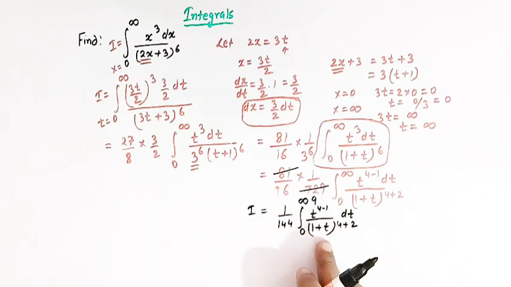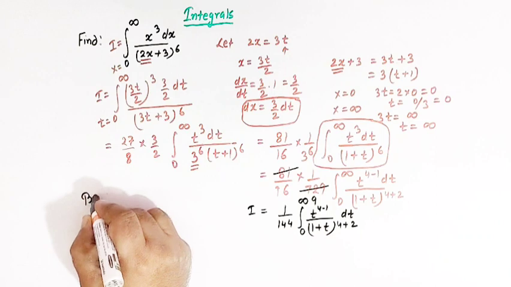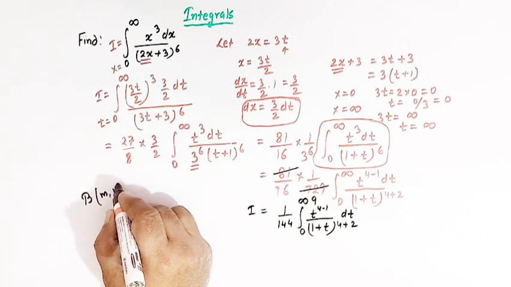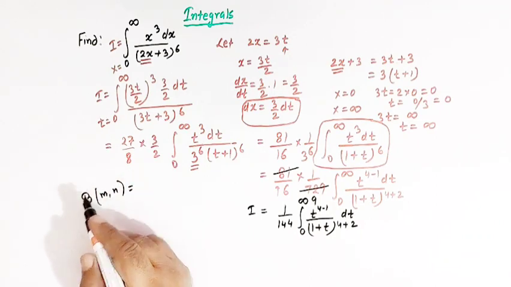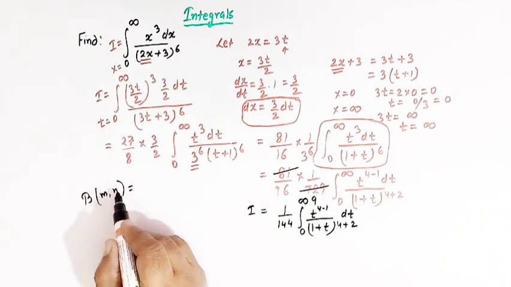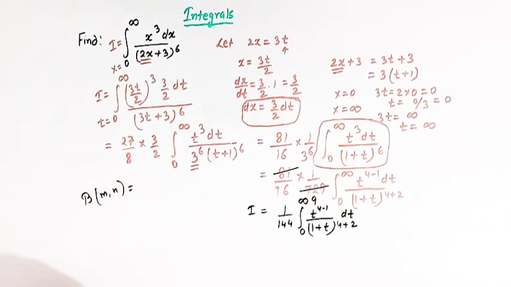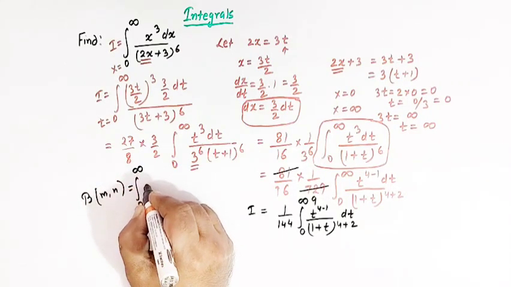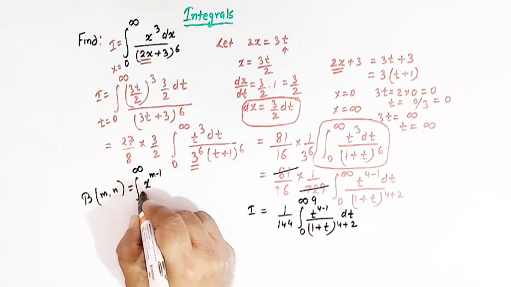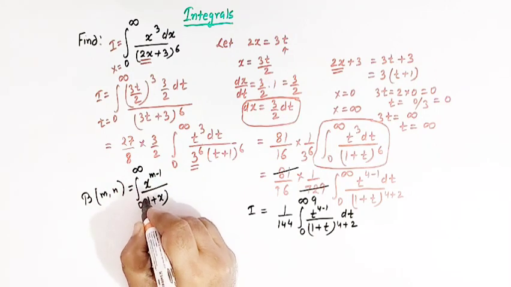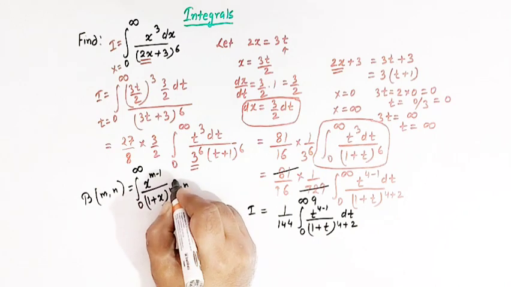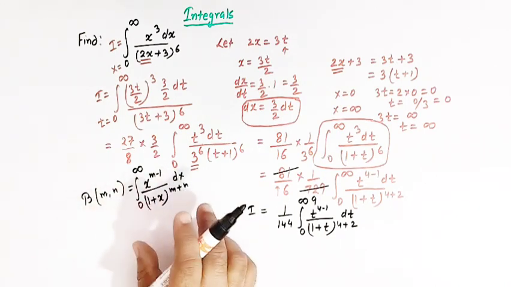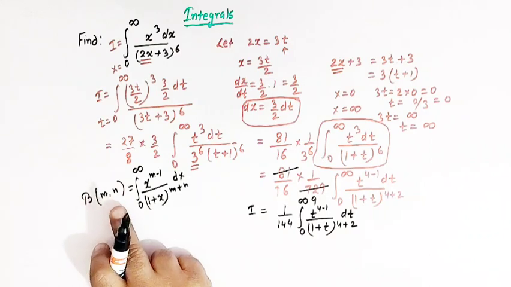Now here we have to use the definition of beta function. We have already discussed a lot about this function in our earlier videos. The beta function, that is beta of m, n, can also be defined by this integral, 0 to infinity x raised to m minus 1 over 1 plus x raised to m plus n. So this is another definition of the beta integral.